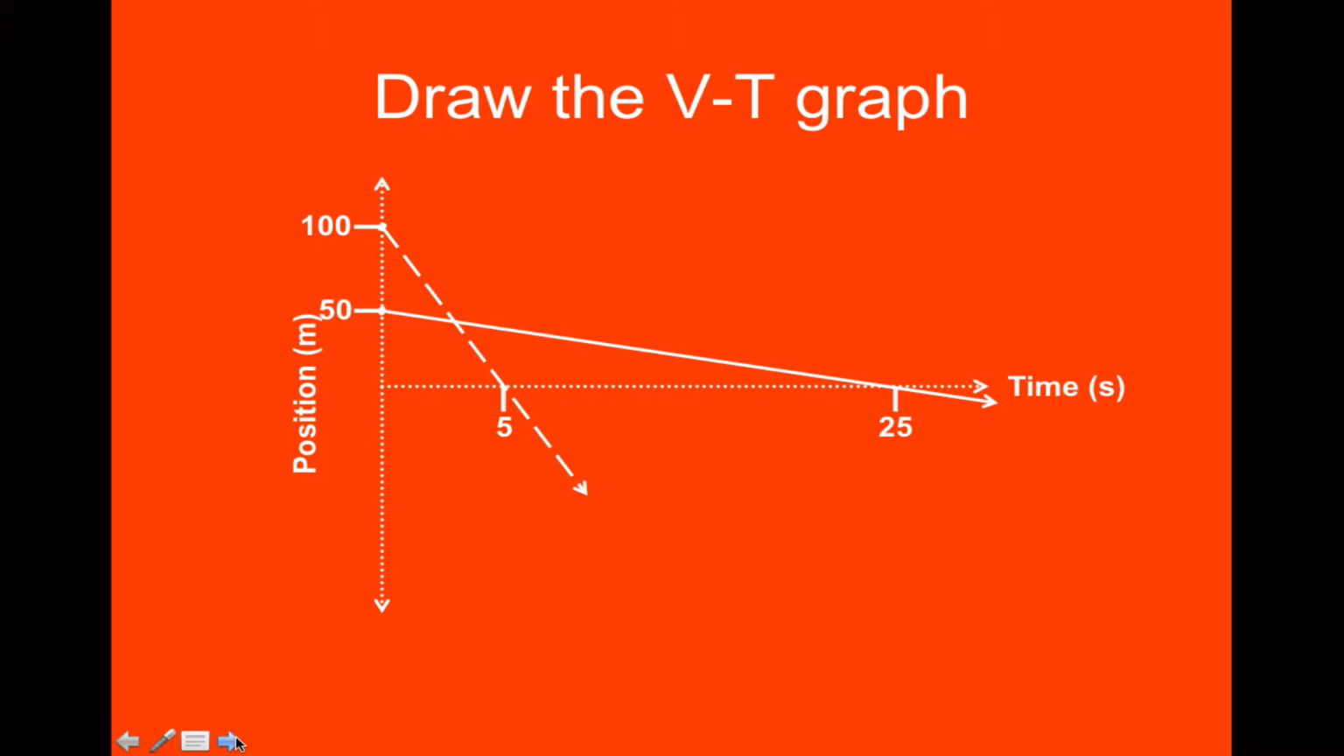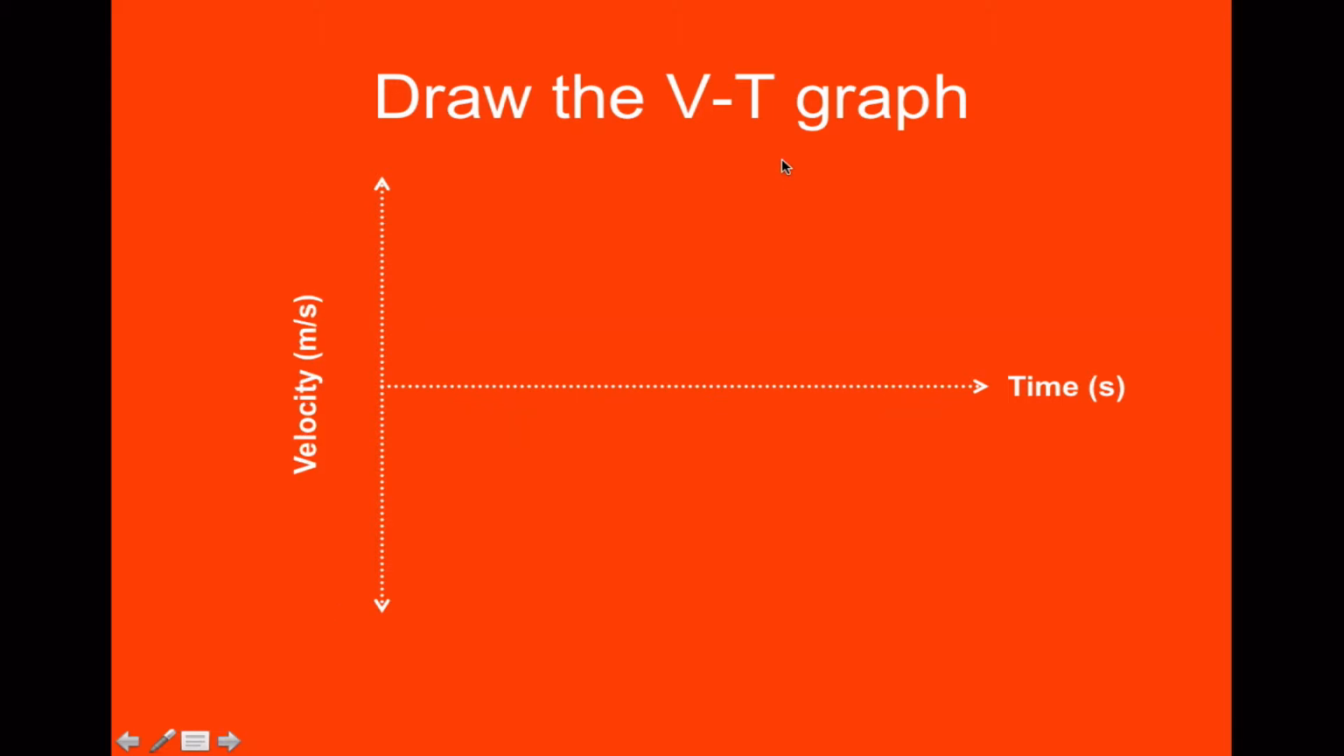The solid line goes down 50 in 25 seconds. -50 over 25 is -2. So this is the corresponding velocity time graph. One object that I drew with that solid line has a constant velocity of -2, the other -20. This is how I would draw the graph.